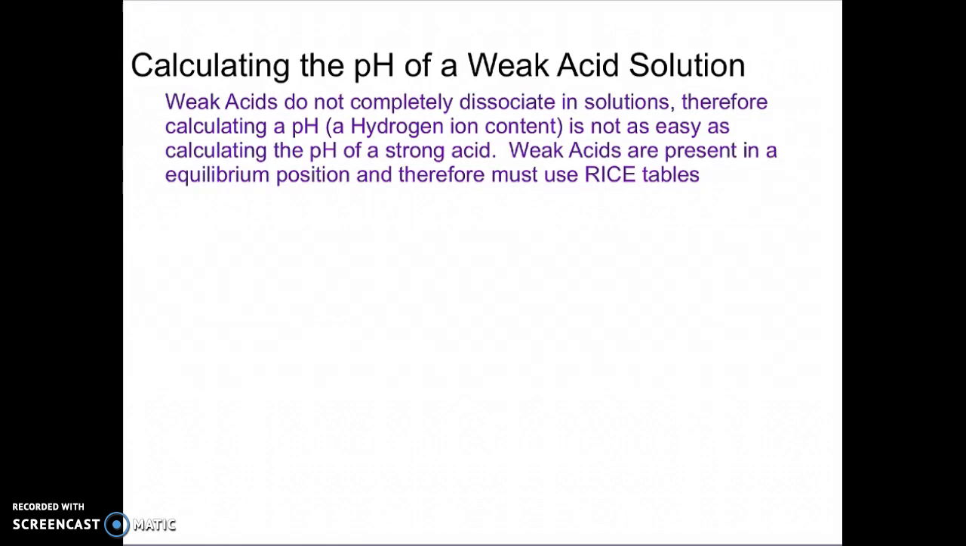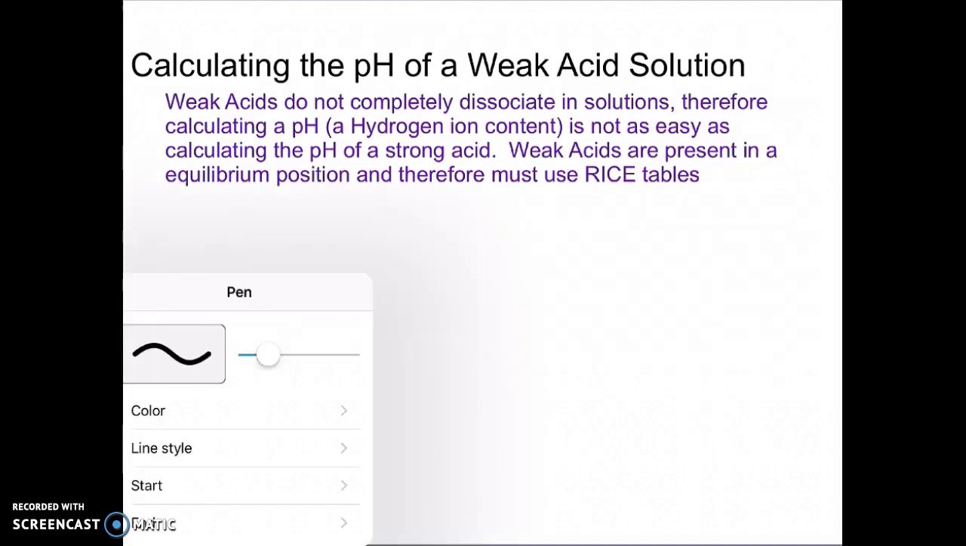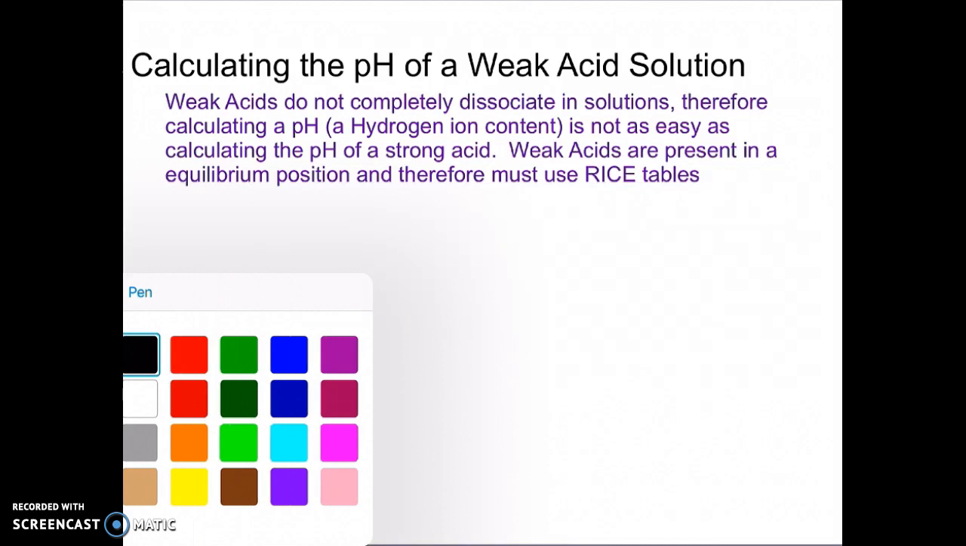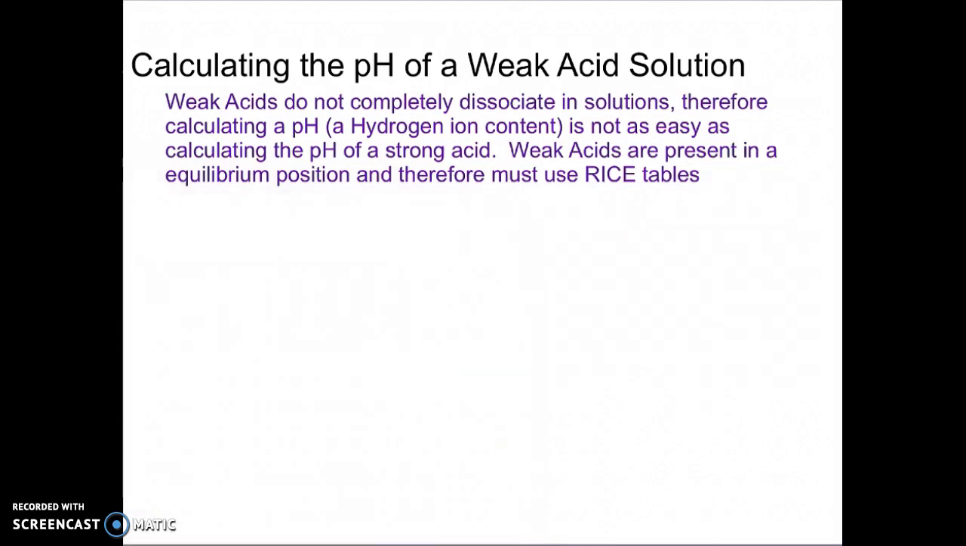So since they exist in an equilibrium position, what we have to use are our ICE tables. So looking at a strategy for how to calculate the pH of the weak acid solution, one thing I do want to point out before we get too far is that when I say we're looking for pH, you should always consider that also means you're trying to get to the hydrogen ion concentration. So you're trying to calculate the hydrogen ion concentration when you're asked to calculate the pH.